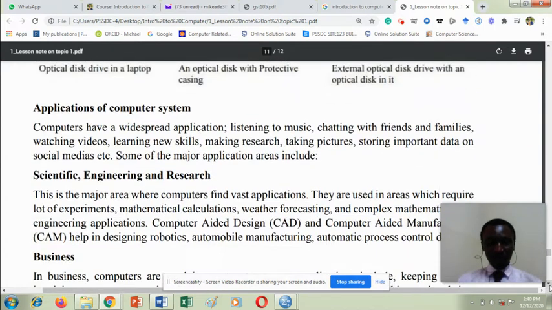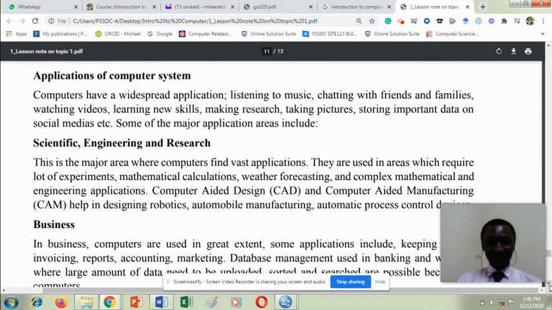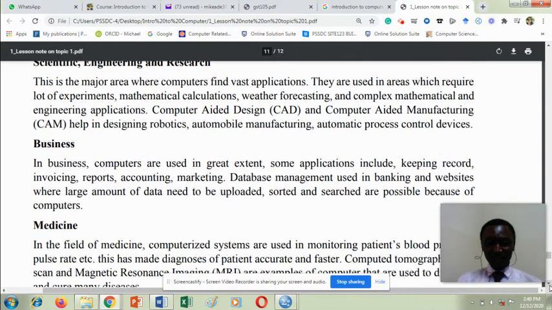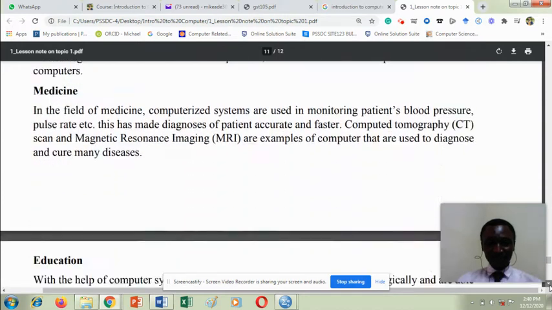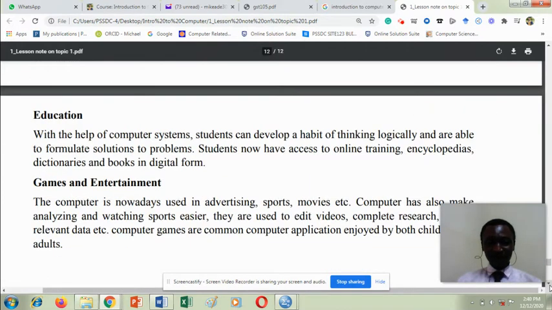Now what about the applications of computer systems? Where do we apply computer systems, which is the last thing we're talking about. You can apply it in scientific engineering and research. You can apply it in business, in medicine, in education, in game and entertainment. What we are doing now is using a computer in education.